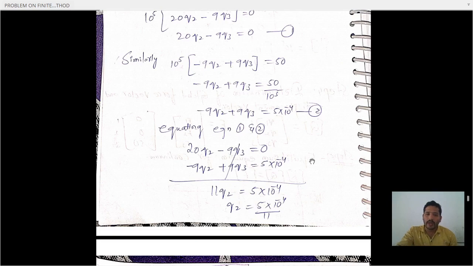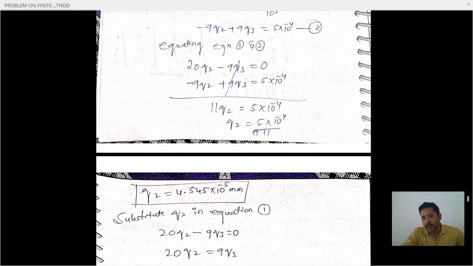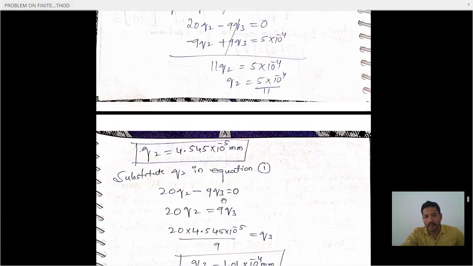So add equation number 1 and 2. Equation number 1 is 20 Q2 minus 9 Q3 equal to 0. Minus 9 Q2 plus 9 Q3 equal to 5 into 10 power of minus 4. This plus and minus will be cancelled. The remaining is 11 Q2 equal to 5 into 10 power of minus 4. Q2 equal to 5 into 10 power of minus 4 by 11. Then you will get the value of Q2 as 4.545 into 10 power of minus 5 mm.